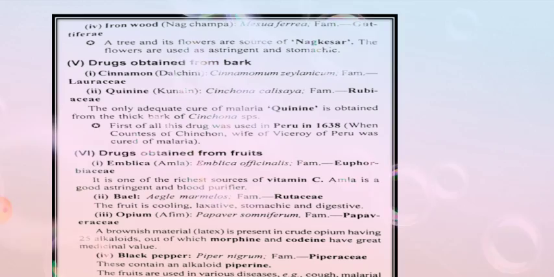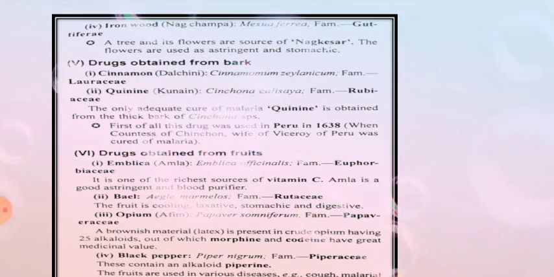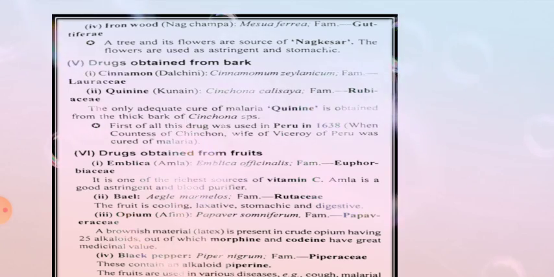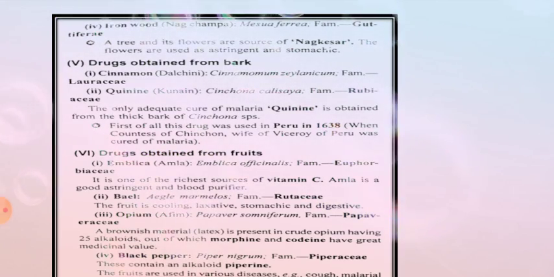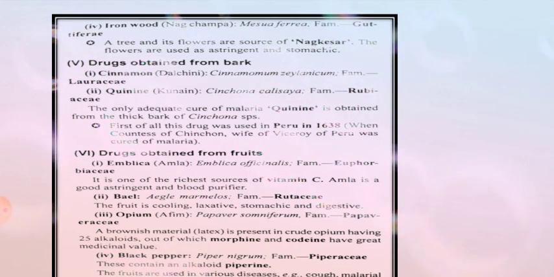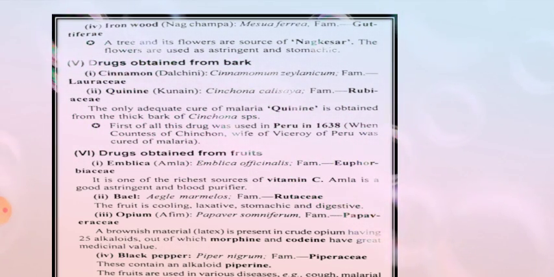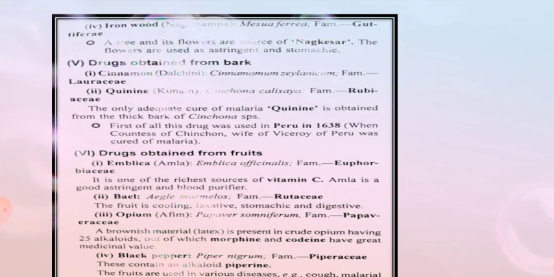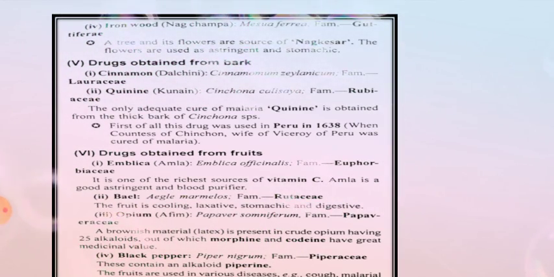Then we come to the drugs obtained from the bark. Some of the drugs obtained from the bark are like dalchini, which we just call dalchini in our kitchen. All of our kitchens hugely use dalchini. Its scientific name is Cinnamomum zeylanicum, and it belongs to the family Lauraceae.